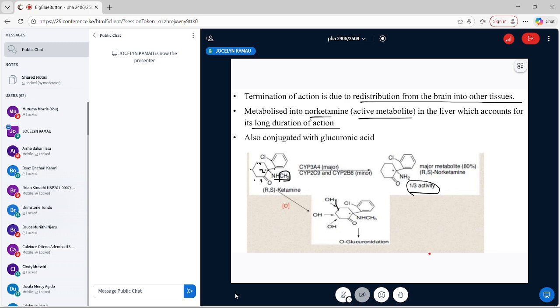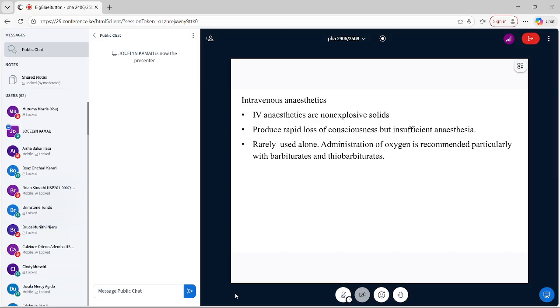So those also conjugate with glucuronic acid, as we have said, to give us the metabolite. And once it's conjugated, of course, the compound is readily removed from the body.